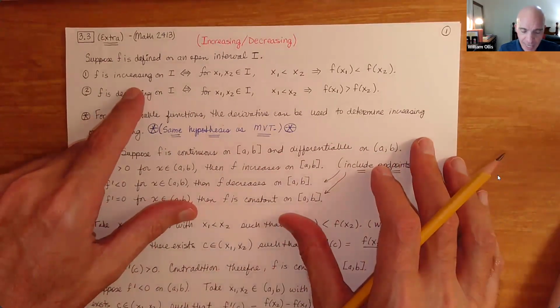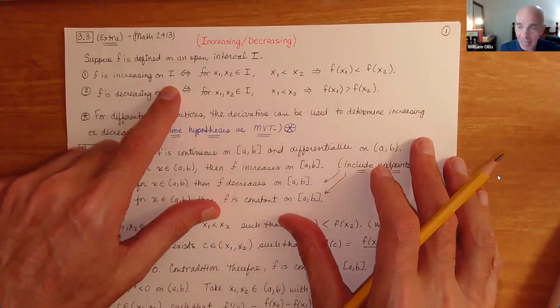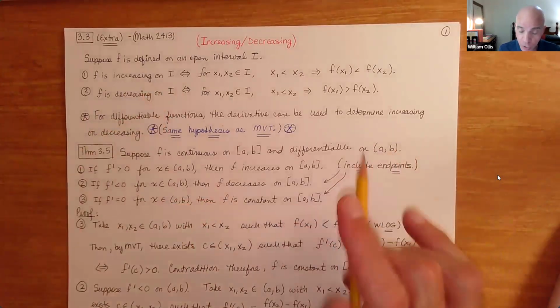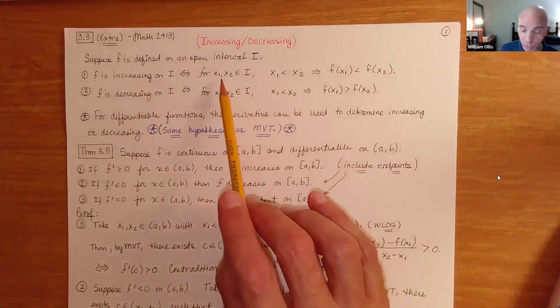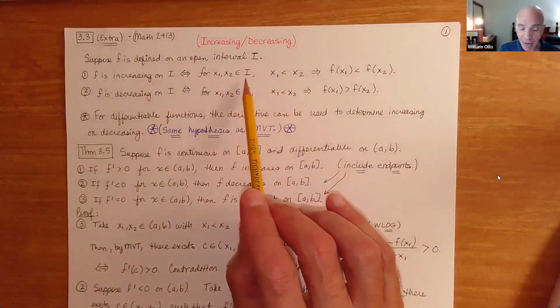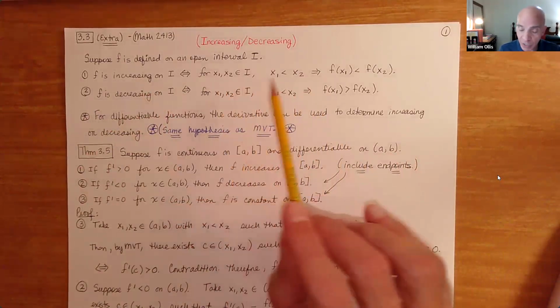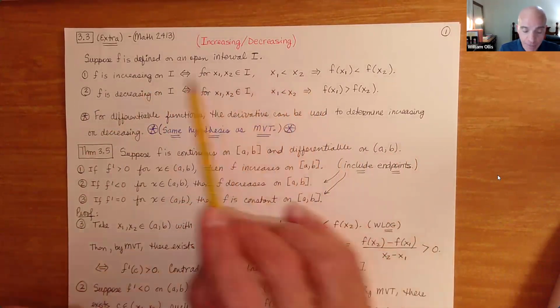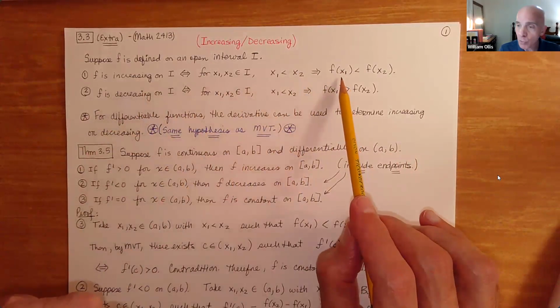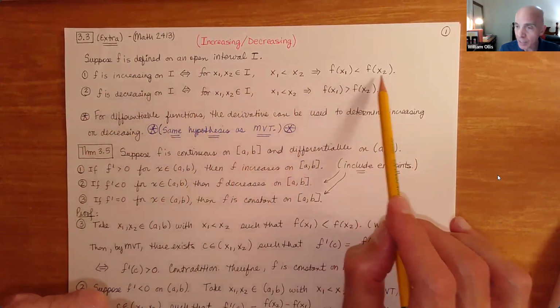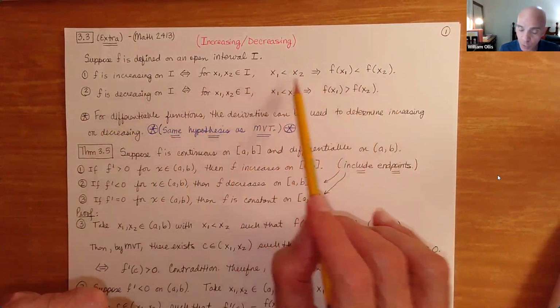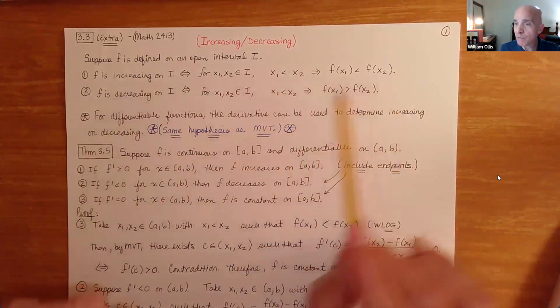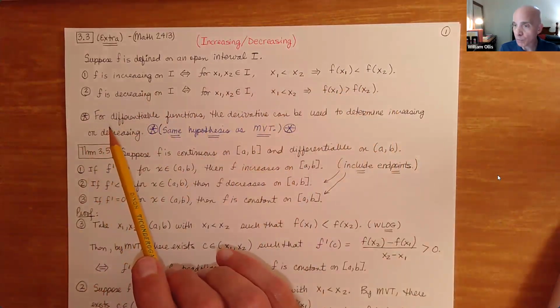And we will say that f is increasing on I if the values get larger. So first, we will take two elements in I, we can call them x1 and x2. And then if x1 is less than x2, if f increases, then the value at x1 should be less than the value at x2. That is, as you move through the interval, the values of f actually get larger.